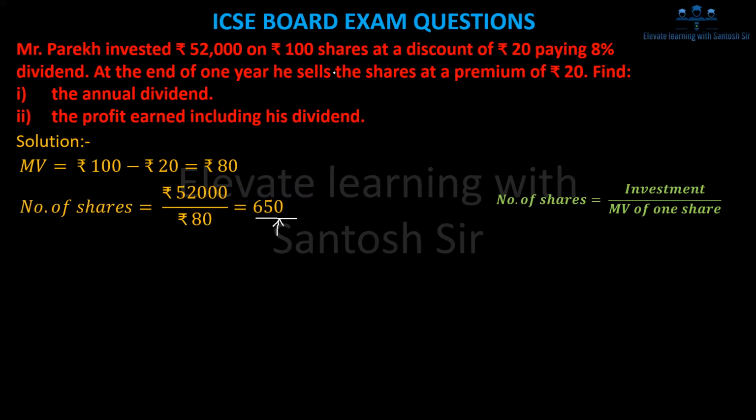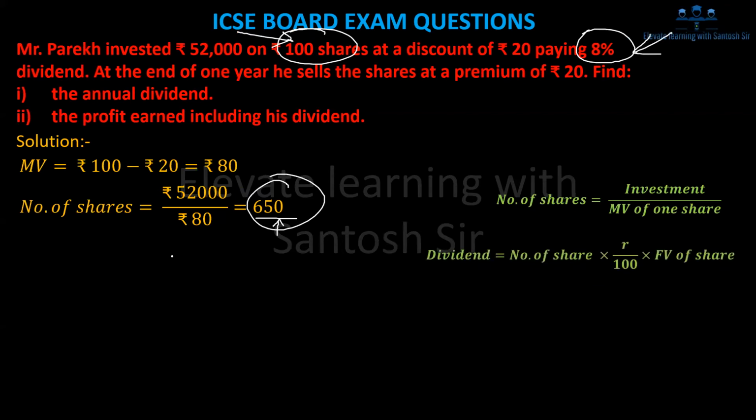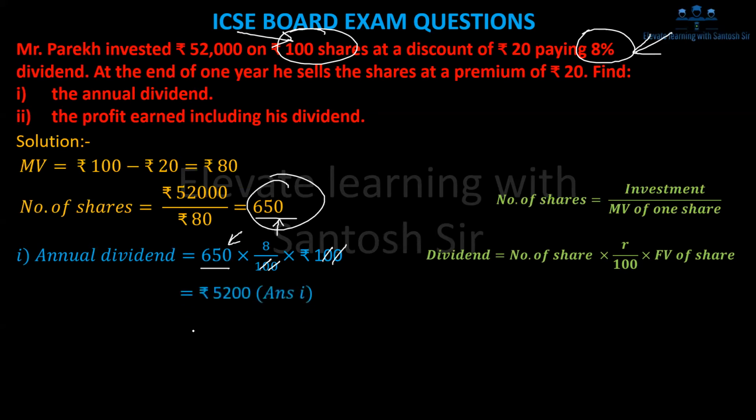This company's shares have face value 100 and it pays 8% dividend. So we have number of shares, we have rate of dividend, and we have face value. We can easily calculate the dividend now. So dividend is given by 650 multiplied by 8 upon 100 into 100. We can cancel out the zeros. We can multiply 65 by 8 and add a 0 to get the dividend. We get rupees 5,200 as the dividend.